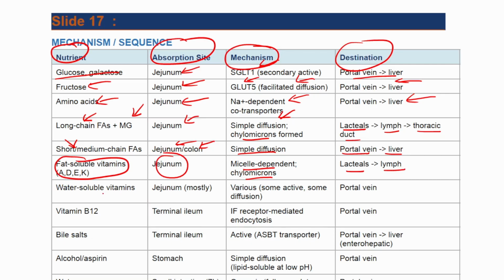Conversely, the standard water-soluble vitamins are easily dissolved in the luminal fluid and follow a much more direct vascular path. Water-soluble vitamins are absorbed mostly in the jejunum through various mechanisms, incorporating some active pathways and some diffusion to route directly into the portal vein. As the moving chyme clears these massive upstream absorption hubs, the small intestine relies on its terminal boundary to execute the highly specialized recovery of complex micronutrients. Vitamin B12 is absorbed exclusively within the terminal ileum via intrinsic factor mediated endocytosis, routing safely into the portal vein.